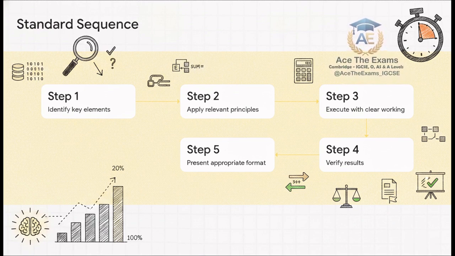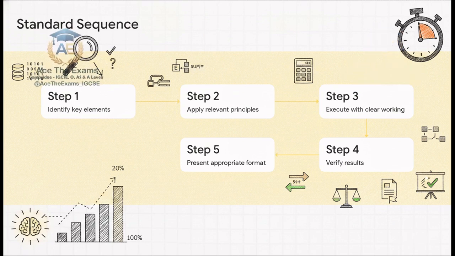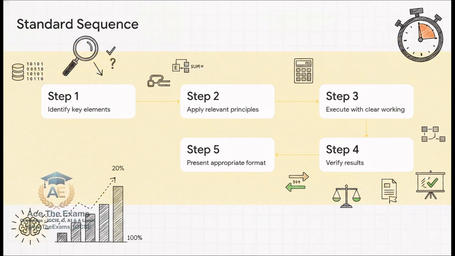Step 1. Identify the key elements of the scenario. What are we actually looking at? Step 2. Apply the relevant principles. Are we hunting for an odd parity error, or are we dealing with a corrupted checksum? Step 3. Execute the analysis with clear, step-by-step mathematical or logical working. Show your thinking. Step 4. Verify your own results before moving on. Check your own work. And Step 5. Present it all in the appropriate format requested by the command word.